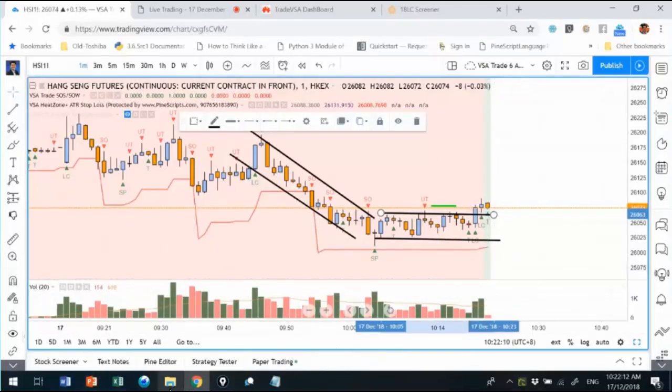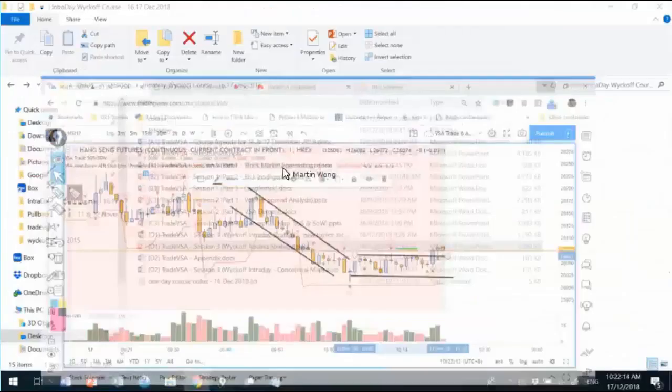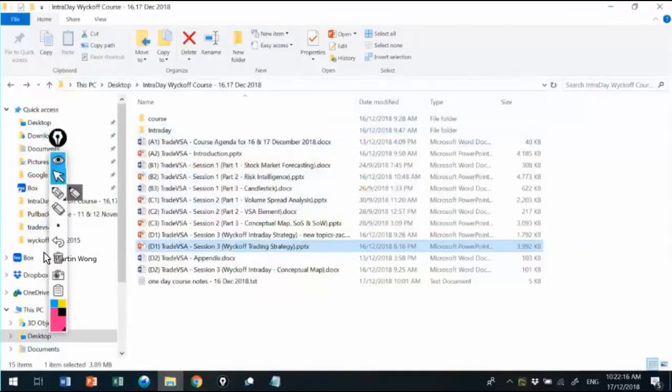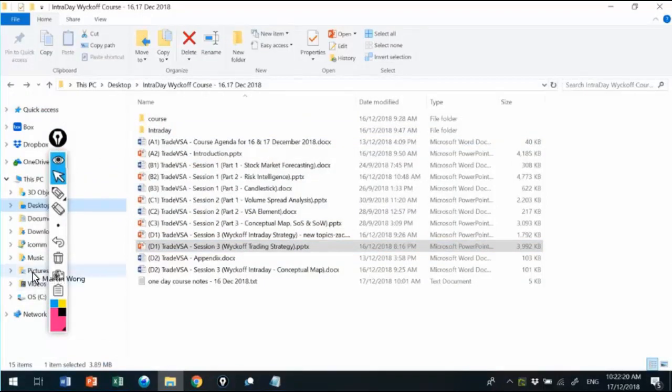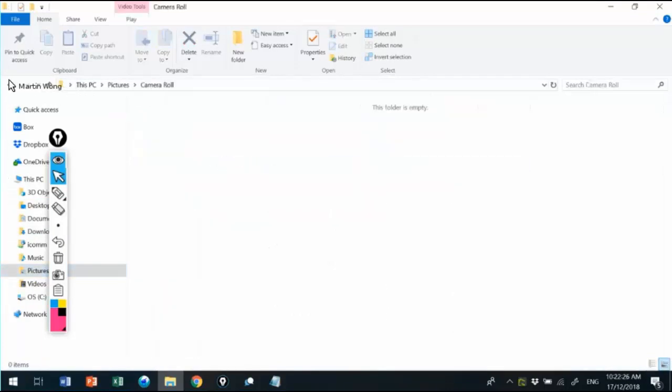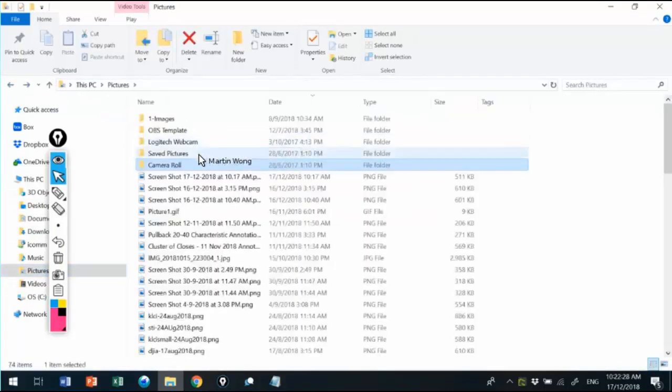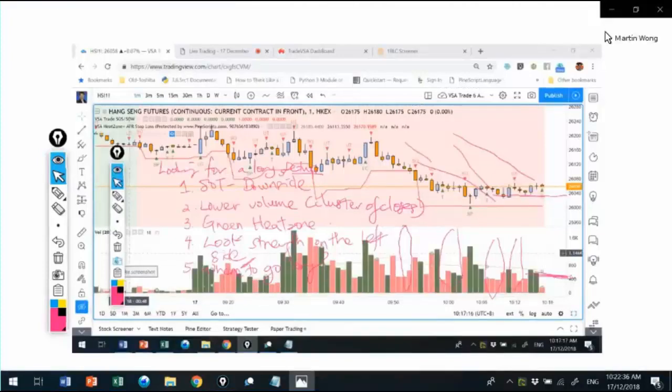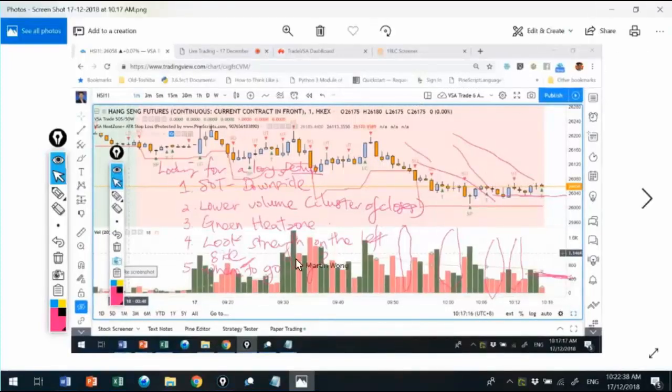Let me go back and try to retrieve the notes I've taken just now. This is going to be a challenge, trying to navigate my pictures here, under saved pictures, I think. Is it camera roll, or is it saved pictures? One of these I screenshotted, at 10:17 a.m. Must be this one here. Oh, okay, this is the one I took the picture of just now.